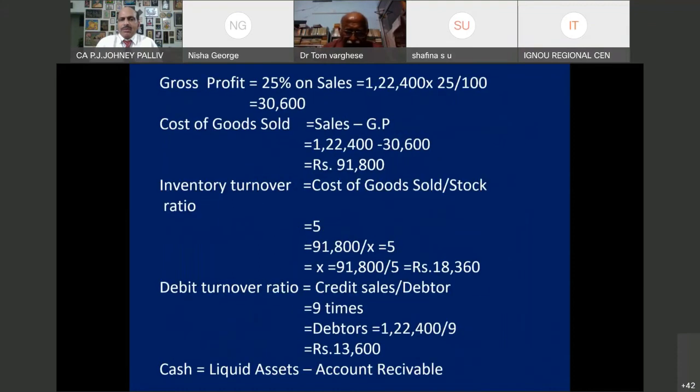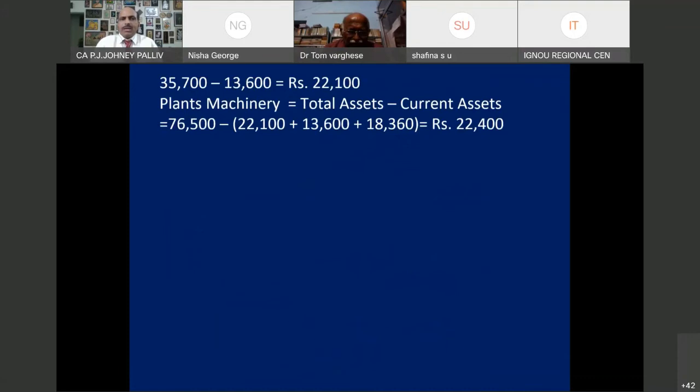22,100. That is given in the next page. You can see. Cash is equal to liquid assets minus account receivable. Liquid asset is 35,700. Account receivable is 13,600. Therefore, cash is equal to how much?